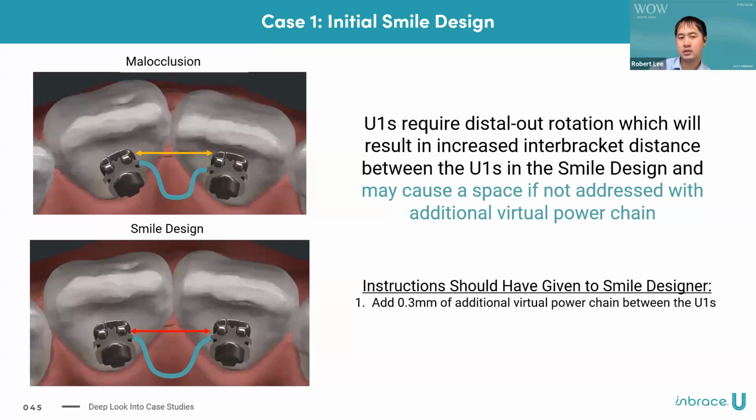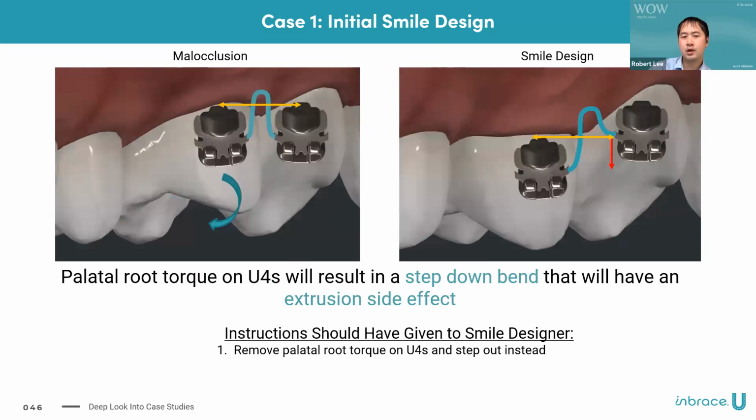Now in this case, this is what I should have done. At the time when we were doing this case, we were still learning a lot of these things. So what I would expect may happen is space may be forming because we didn't add the additional virtual power chain here. The other area that I was commenting on was the torque expression of that upper premolar.